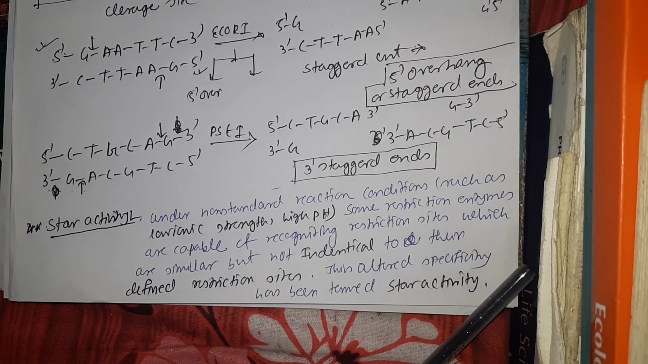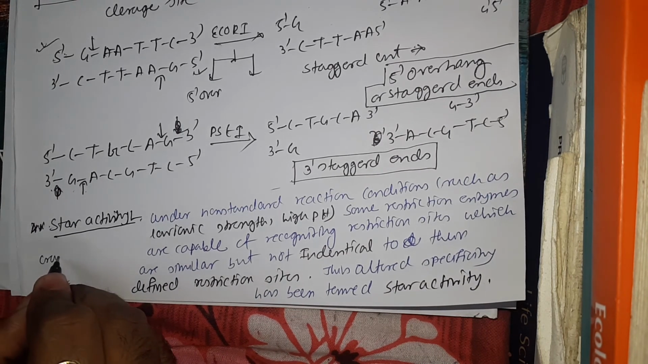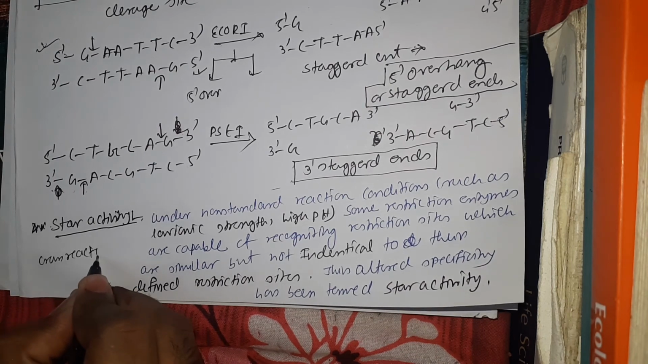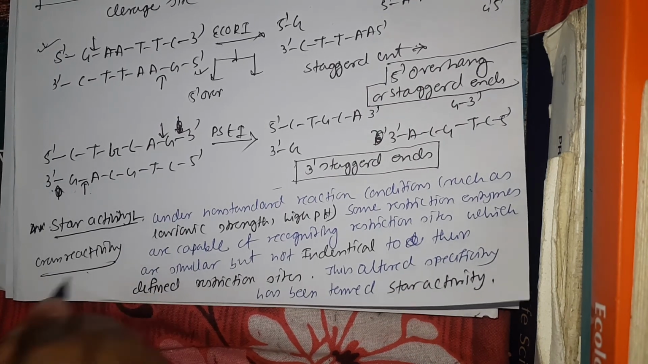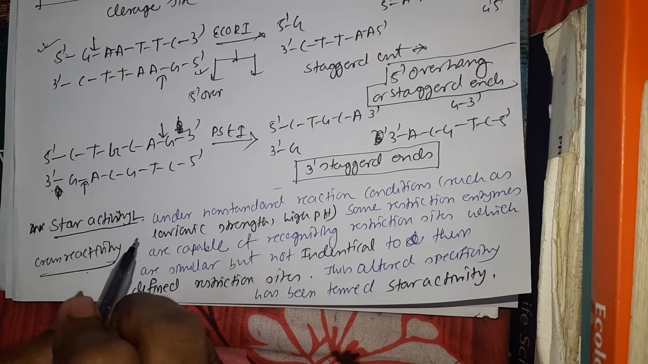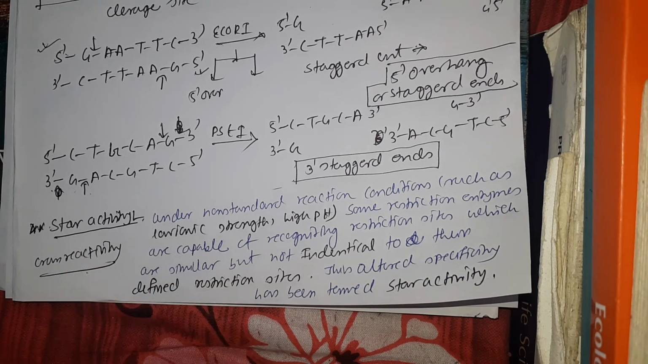In immunology, the same thing is going on between antibody and antigen, and we call it cross reactivity. And in case of RDT, that thing is going on between our restriction endonuclease and restriction site under non-standard conditions, that means low ionic condition and high pH condition, and we call it star activity. This altered specificity has been termed star activity.